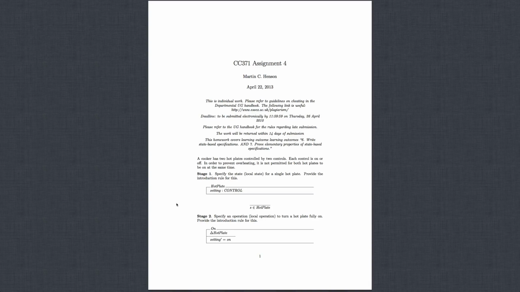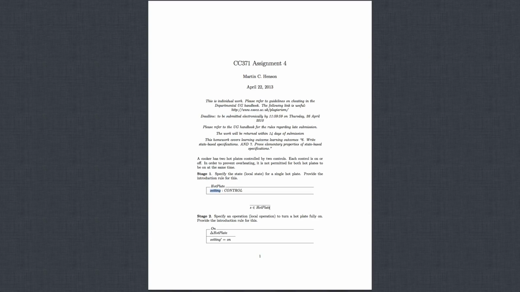Well, in this particular case we have a type called control, and that type has two values which are on and off. We have a single observation called setting, which will be of type control and therefore have a value which is on or off. And really that's all we need in this particular case. We need to be able to observe whether the hot plate is on or off. It has a setting and that is either on or off. For the local state, for the single hot plate, there's no constraint on that at all.